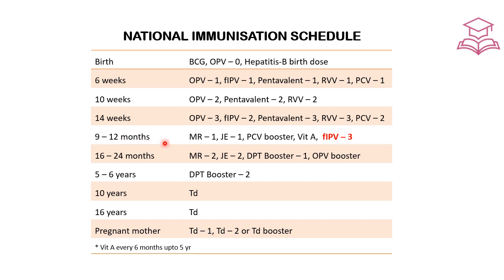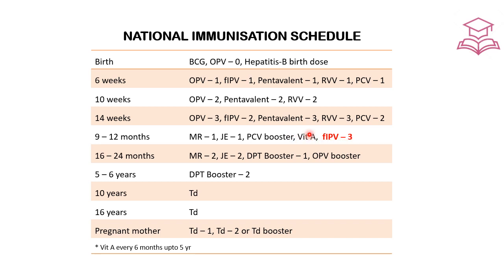Then at 9 to 12 months and 16 to 24 months, we have MR and JE 1 and 2. And we have the booster doses of 6 and 14 weeks in 9 to 12 months. That is the PCV booster and fractional IPV third dose.